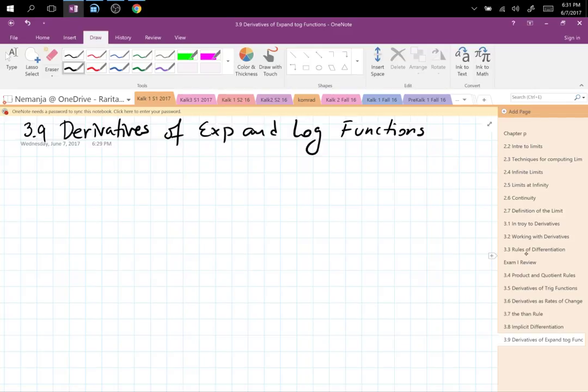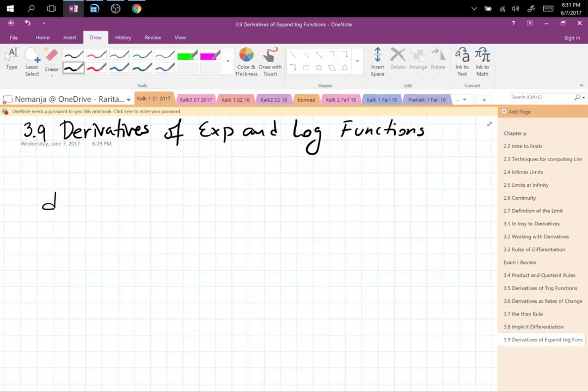Hello and welcome back to Calculus 1. We're looking at section 3.9, derivatives of exponential and logarithmic functions. We already know that the derivative of e to the x is e to the x, but then we can do more and we can do other cool stuff. So let's see, there are other bases.